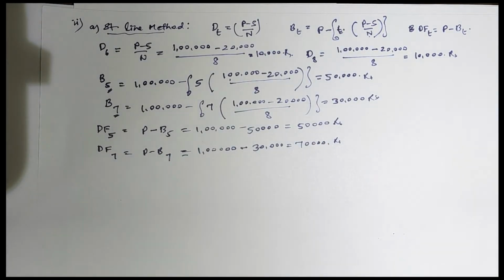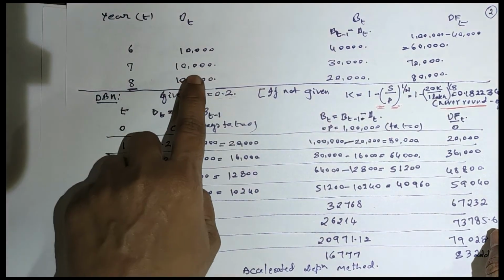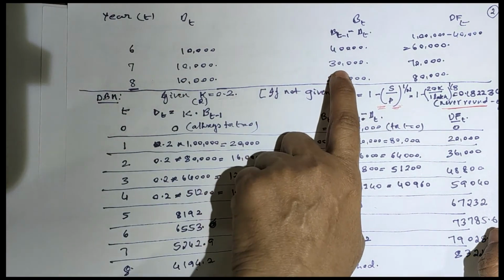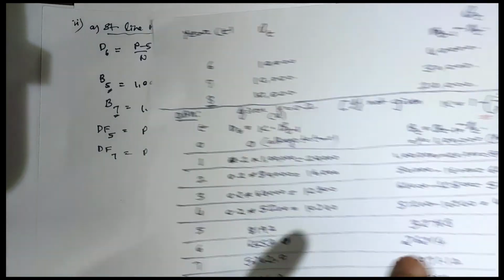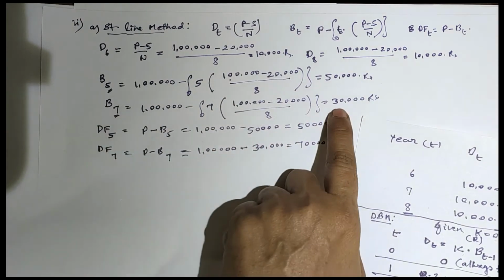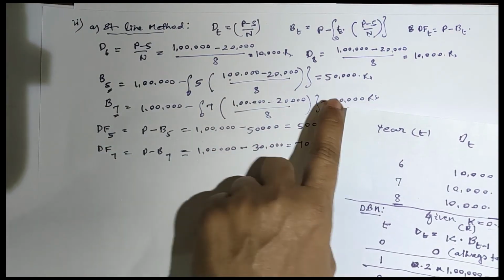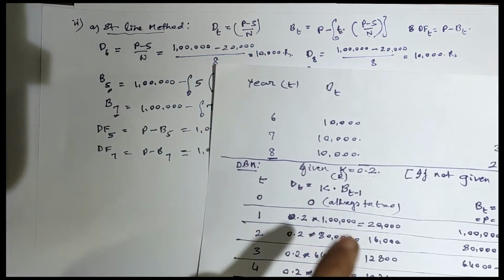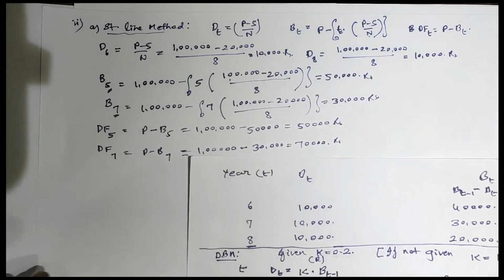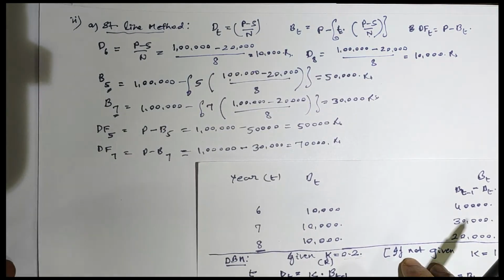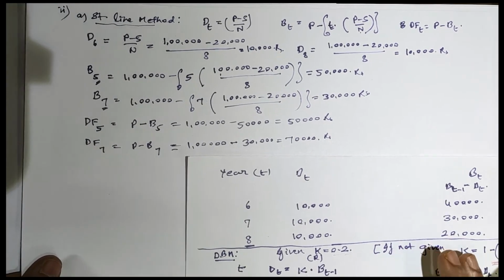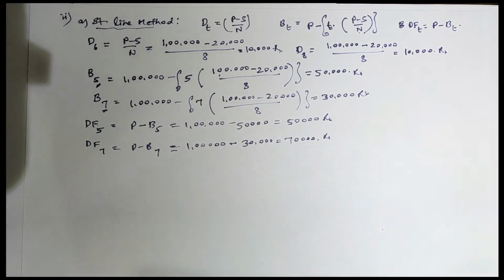Similarly, book value at the end of 7th year is 30,000. So once you get the individual values, you can check with the previous table values which we got, and compare the corresponding values. We will get the same values in the individual calculation.